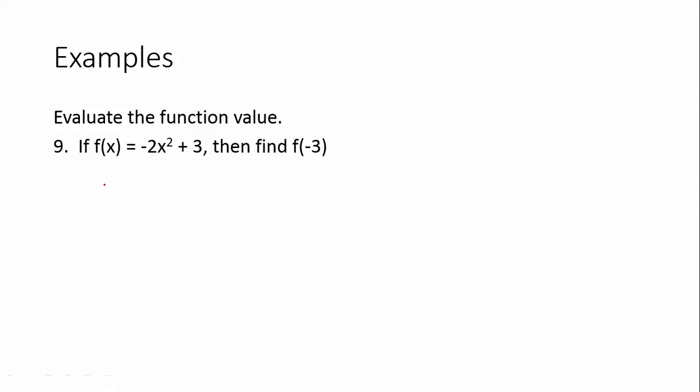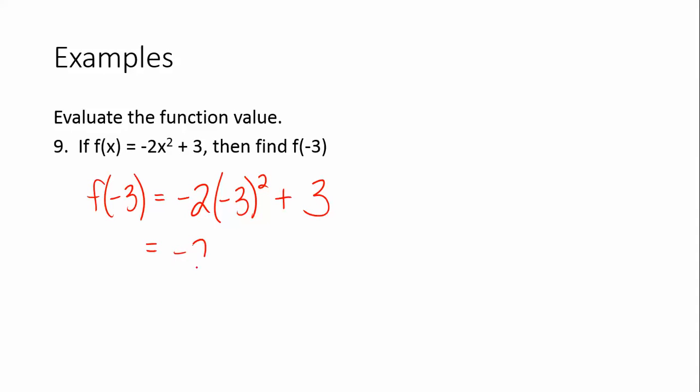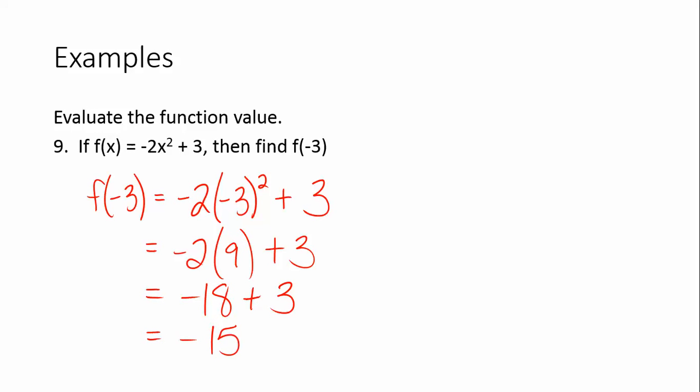Another example, now you're asked to find f of -3. And to find f of -3, we take -2 and multiply it times -3 squared, and then add 3. So -3 squared, that's positive 9. Now we have -2 times 9 plus 3. -2 times 9 is -18. Now we're going to add 3 and get -15. So when the input is -3, the output is -15, according to this rule or this function.